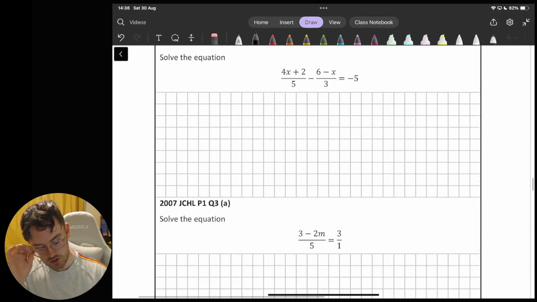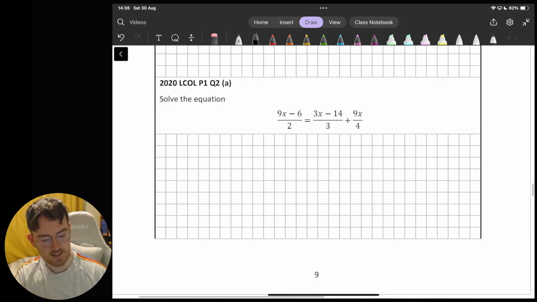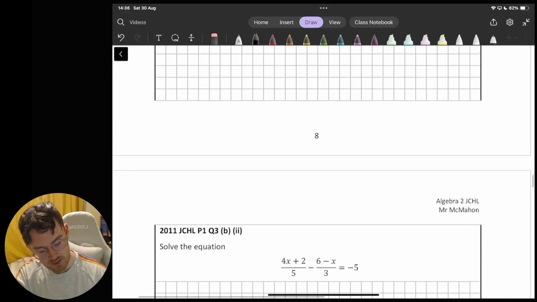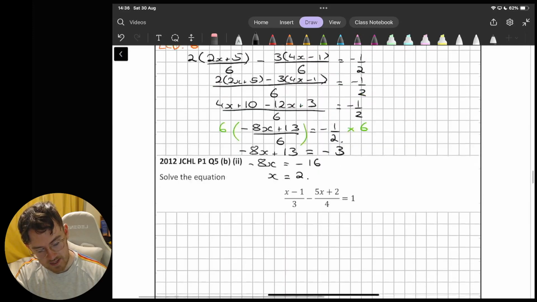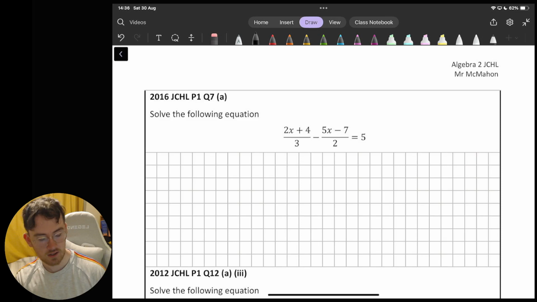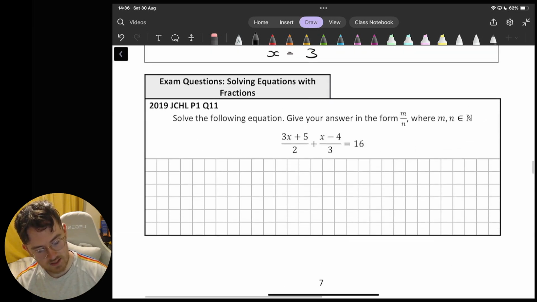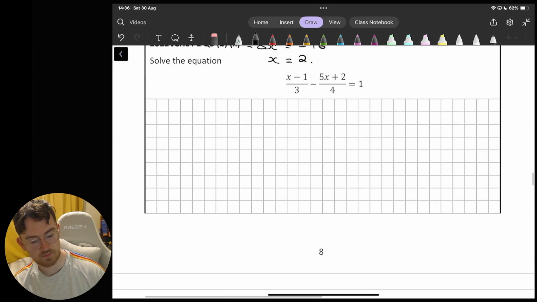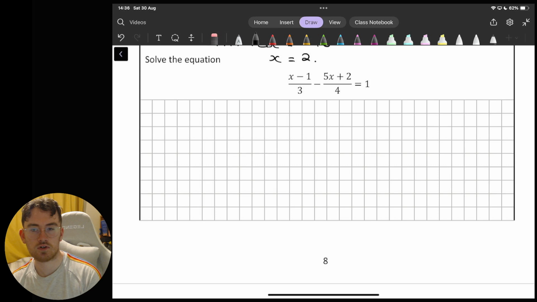So let's just pick one or two of these to do as examples of this method. I have a few different ones I would like to look at. Let's start with one that's a little more straightforward. Let's start with this 2016 one here. Actually, sorry, that's the same denominators. Let's pick denominators that are different at least. Let's try this one. Okay, so x minus 1 over 3 minus 5x plus 2 over 4 is equal to 1.